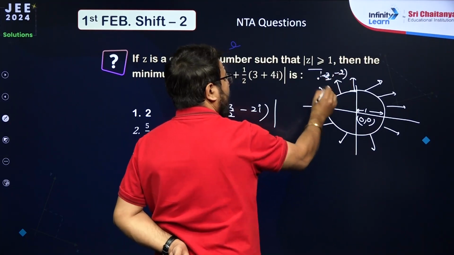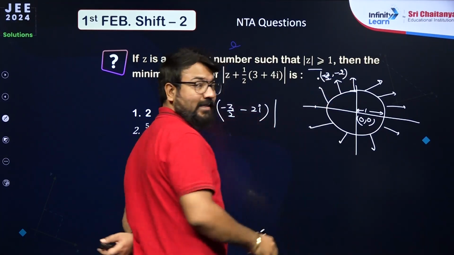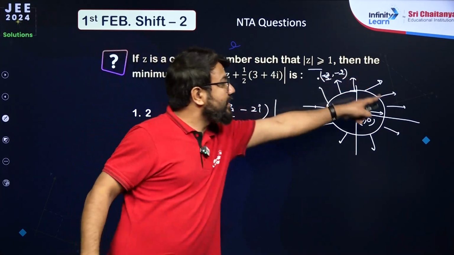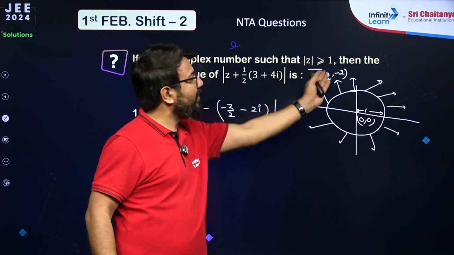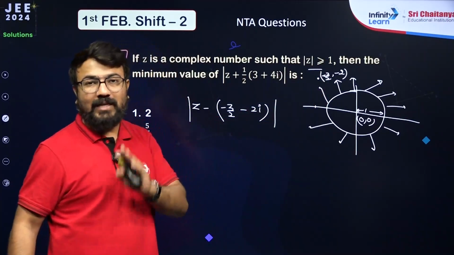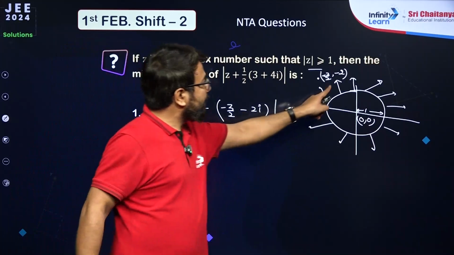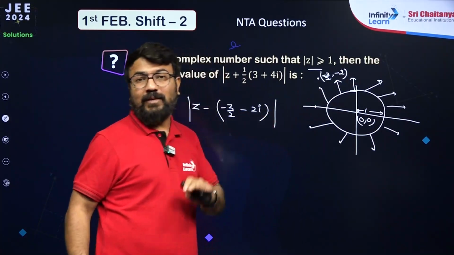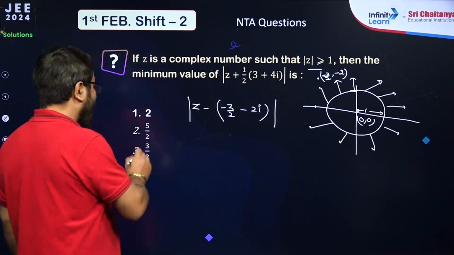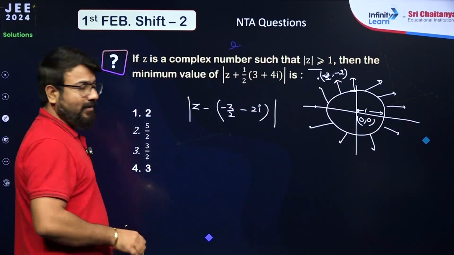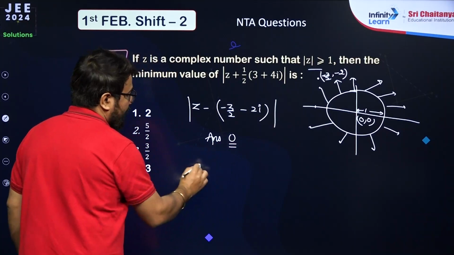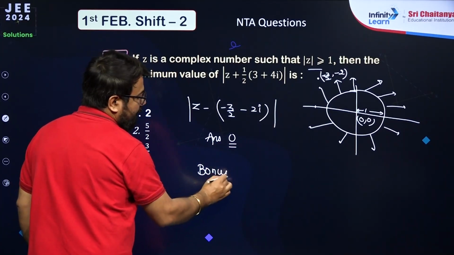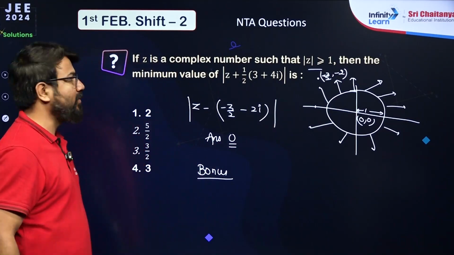If I want to get the minimum distance of this region from this point, obviously this point belongs to this region which is defined by mod z greater than 1. So the minimum distance of all these points from this point will be 0. And 0 is not given to us in any of the options. That is why the answer is 0 over here. But since 0 is not given in any of the options, this was a bonus question.